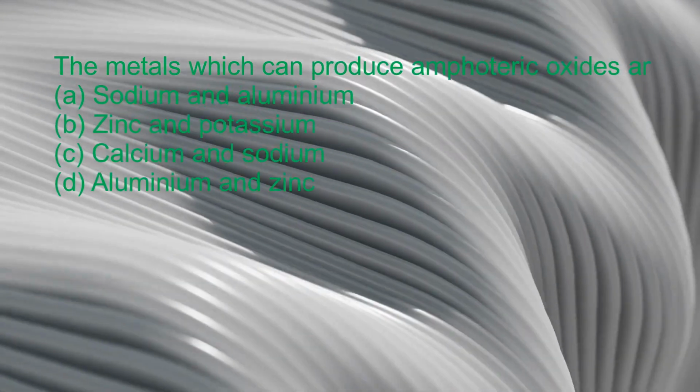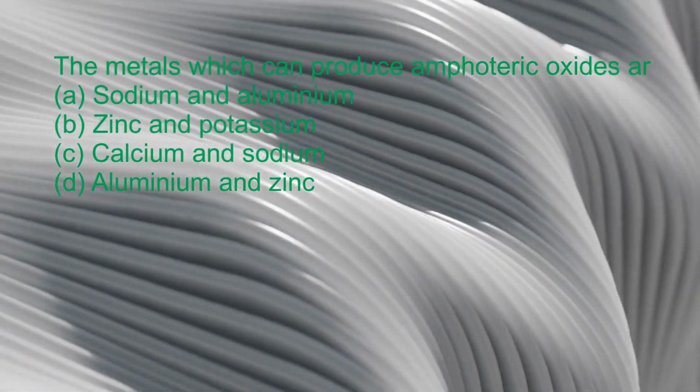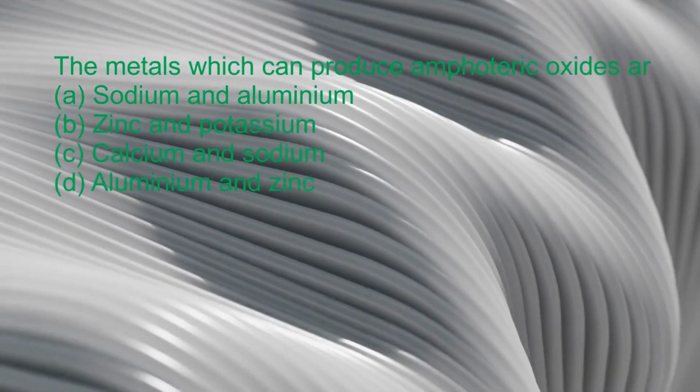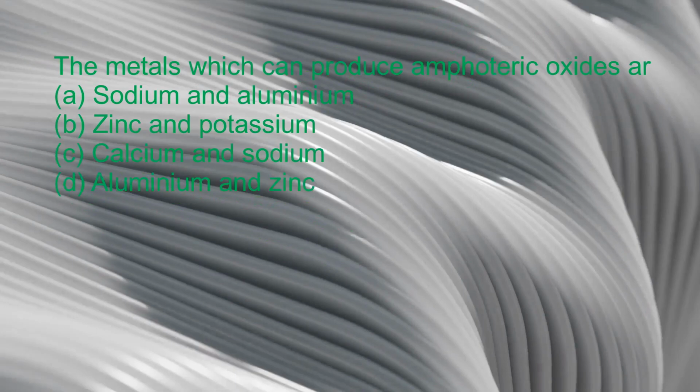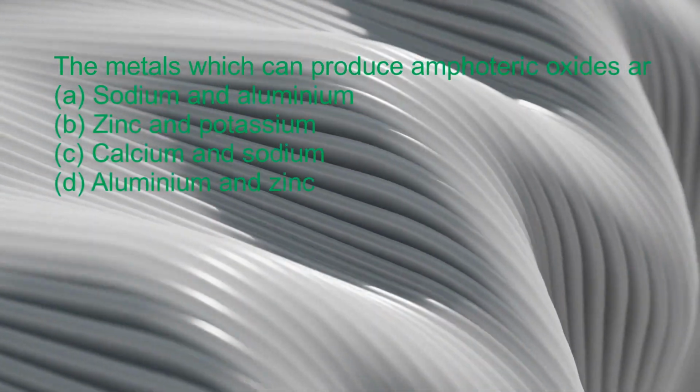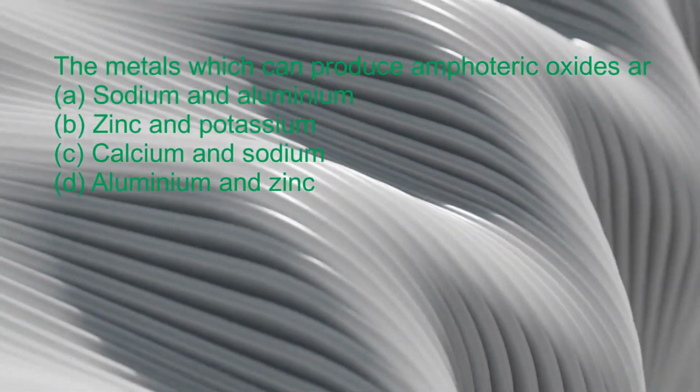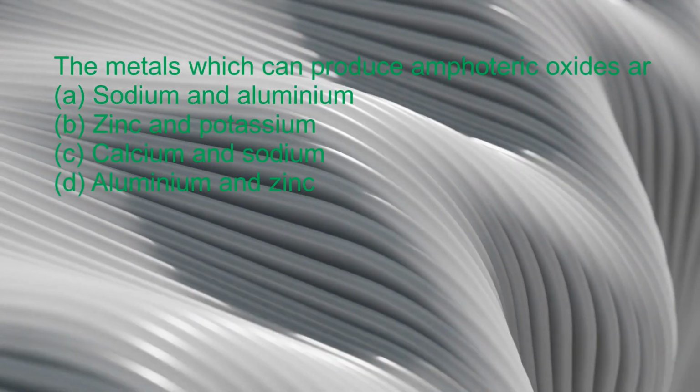The metals which can produce amphoteric oxides are: A. Sodium and aluminium, B. Zinc and potassium, C. Calcium and sodium, D. Aluminium and zinc. Solution: option D. Aluminium and zinc is the answer.